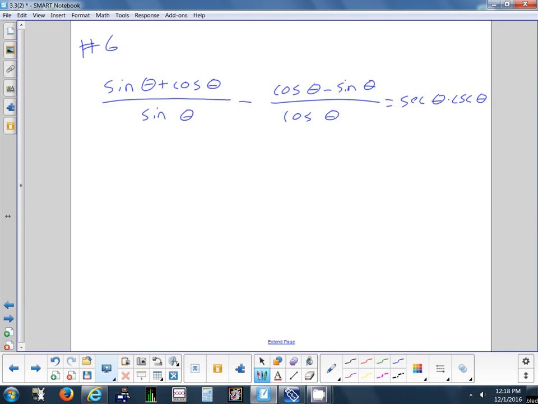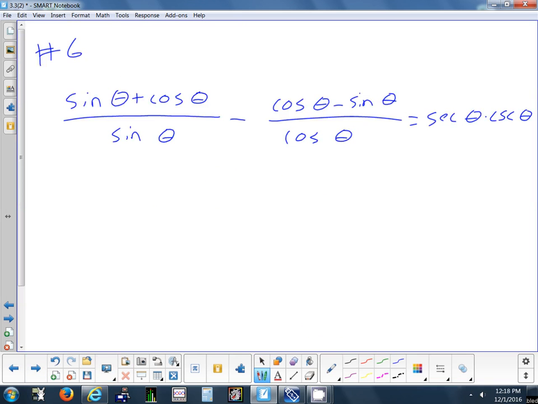Okay, number 6. This one, when you start to do it out, it's a little tricky, especially because of this minus sign. All right, so let's go through it. Again, everything's already sines and cosines, so my first step would be to find a common denominator, which is going to be that times that.